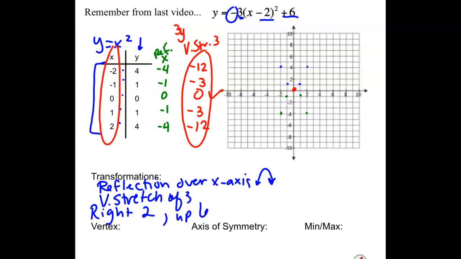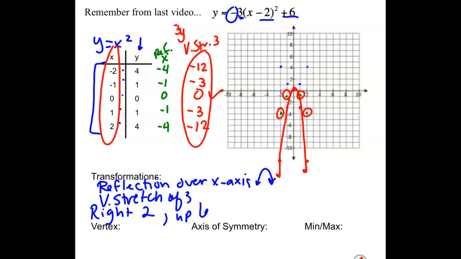My negative 1 x coordinate is paired with a negative 3. So negative 1, negative 3. So this point right here that was at negative 1 got tripled, and now it's at negative 3. Same with this point. And then my negative 4s are going to turn into negative 12s. So you can see that my graph is much skinnier than the parent function.